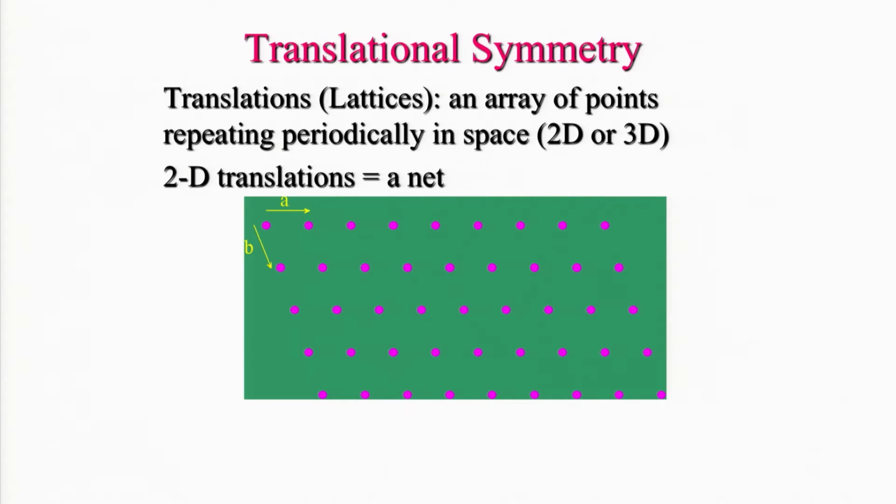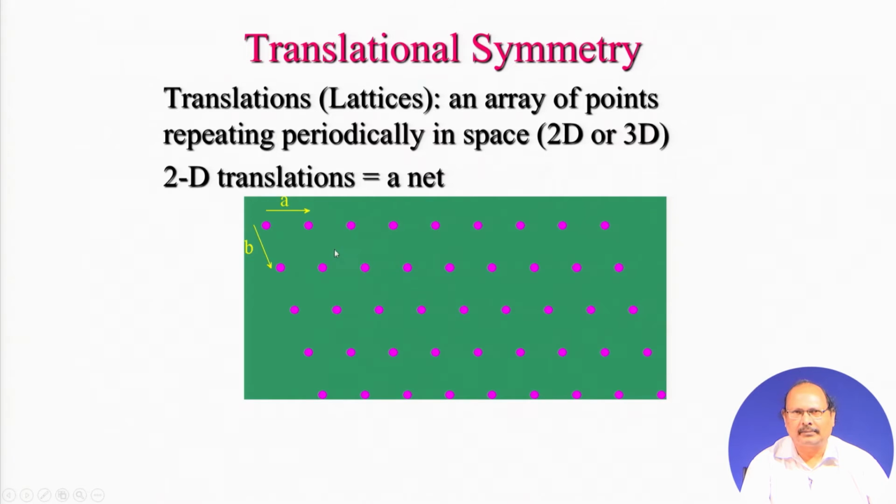If this row is translated along a second direction, that is the b direction, and with this repeat distance of around b unit, then we develop a 2-dimensional geometry of these lattice points here, and this particular pattern we call a net.